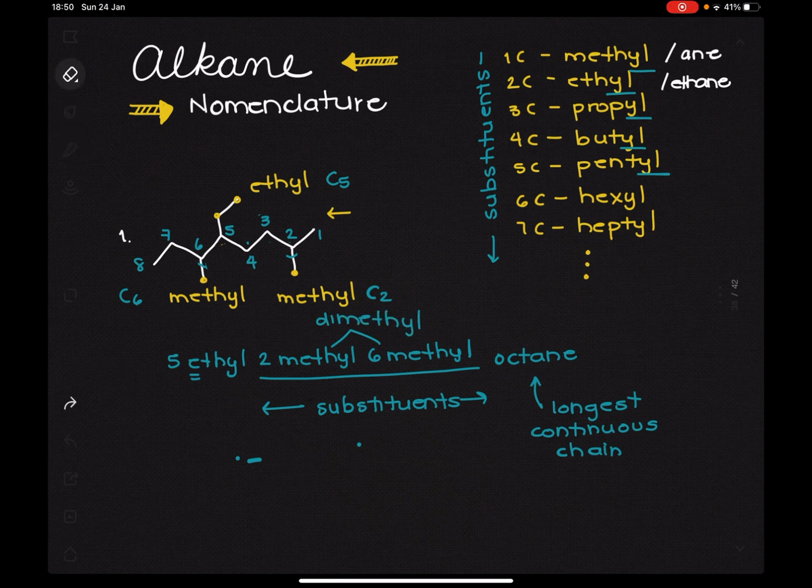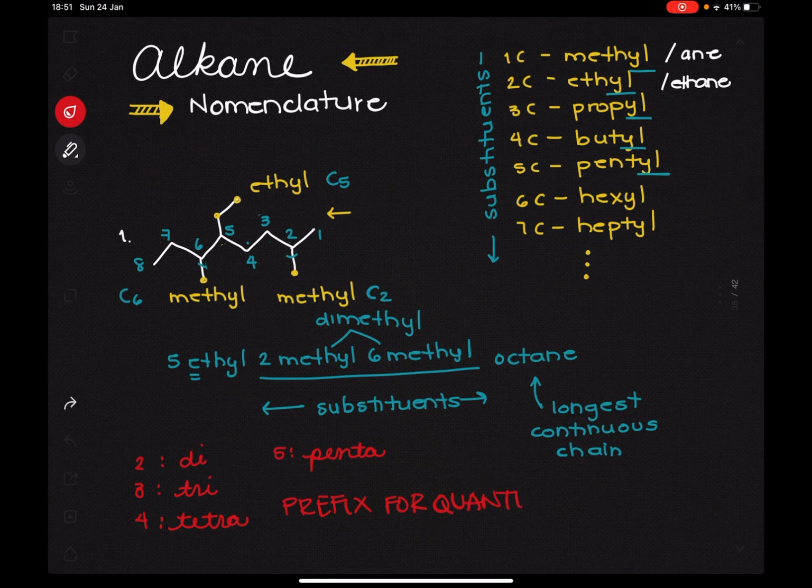So we also have prefixes for quantity. My prefix for quantity is, if I have 2 of the same substituent, it's going to be di. If I have 3, it's going to be tri. If I have 4, it's going to be tetra. If I have 5, it's going to be penta, and so on, right? So these are prefixes for quantity. They're going to tell me how many I have.